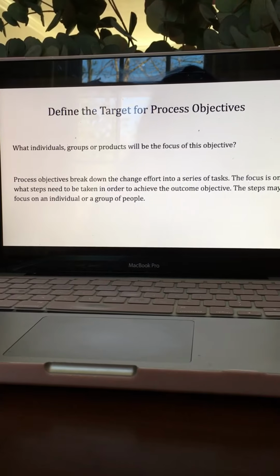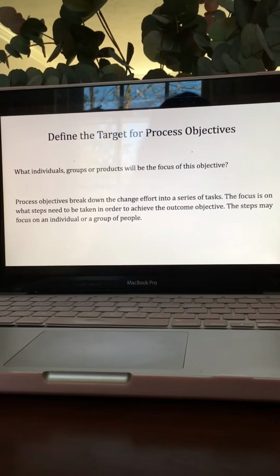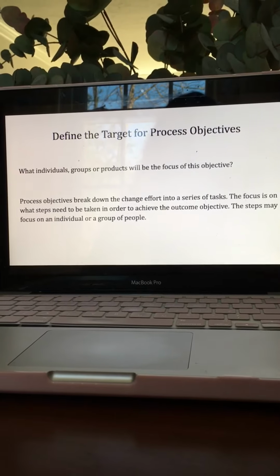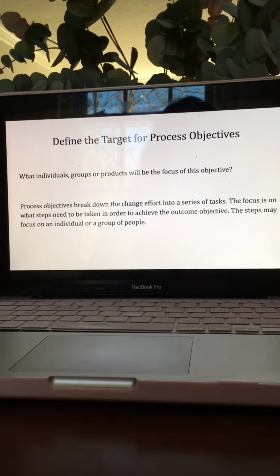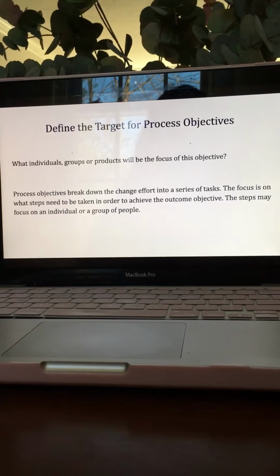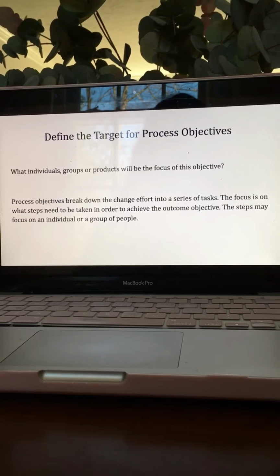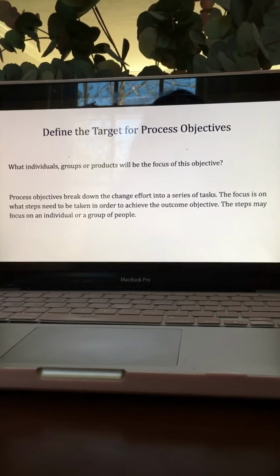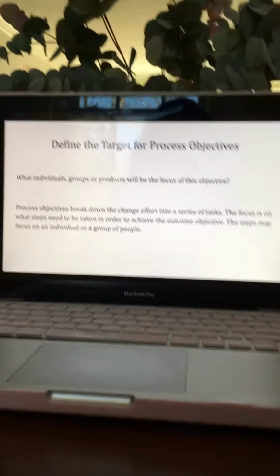So now we're going to talk about defining the target for process objectives. So what individuals, groups, or products will be the focus of this objective? And that's the main question here. And process objectives break down the change effort into a series of tasks. This focus is on what steps need to be taken in order to achieve the outcome objective. The steps may focus on an individual or a certain group of people.